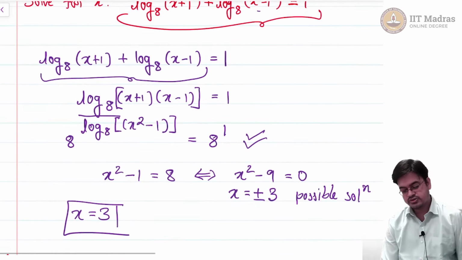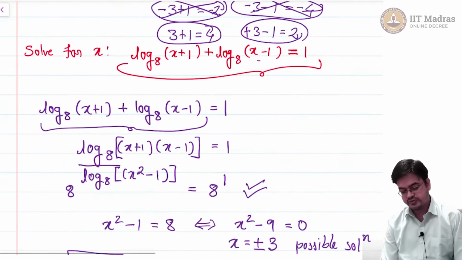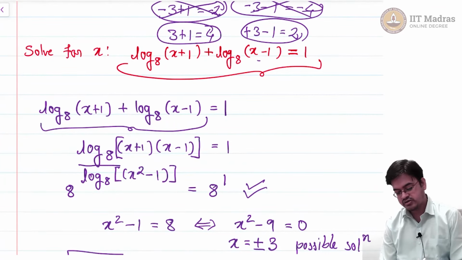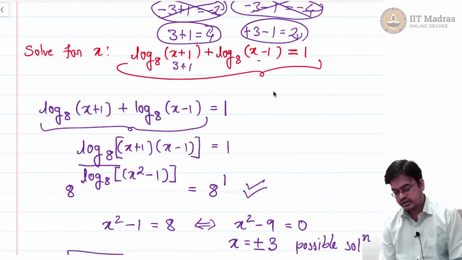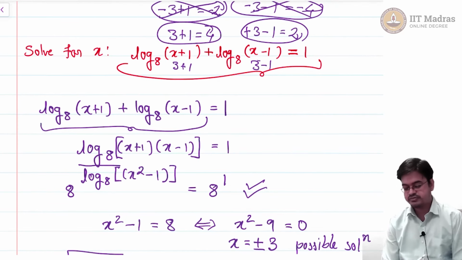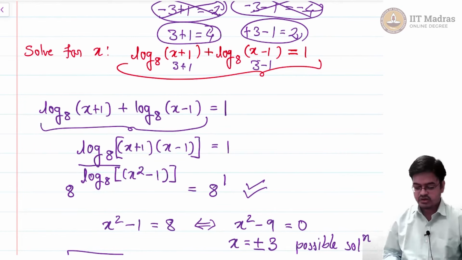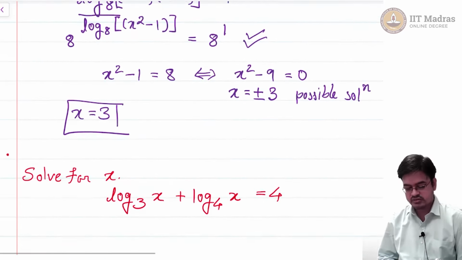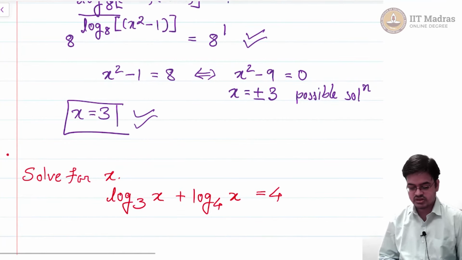Again, when you have solved the equation, it is better to verify. So you write here log to the base 8 of 3 plus 1 which is 4, and 3 minus 1, which is 2, is equal to 1. This is valid. So you have a good answer. So x is equal to 3 is the answer to this question.